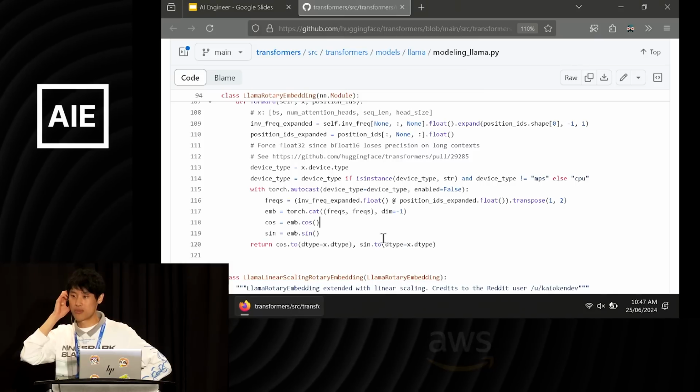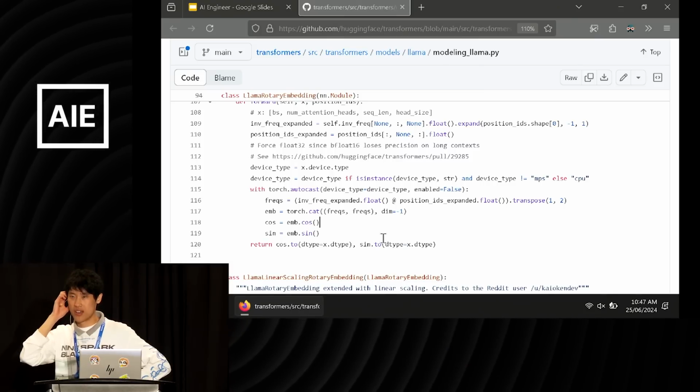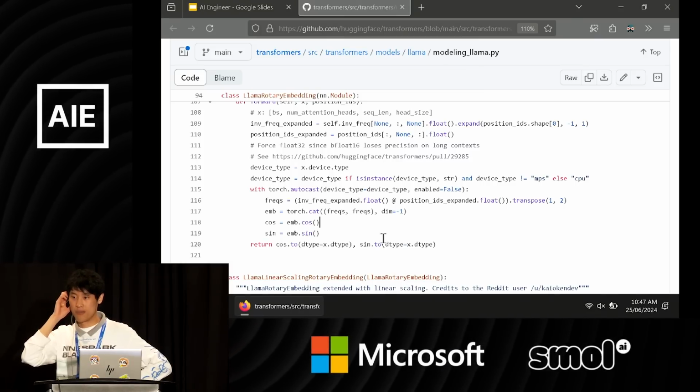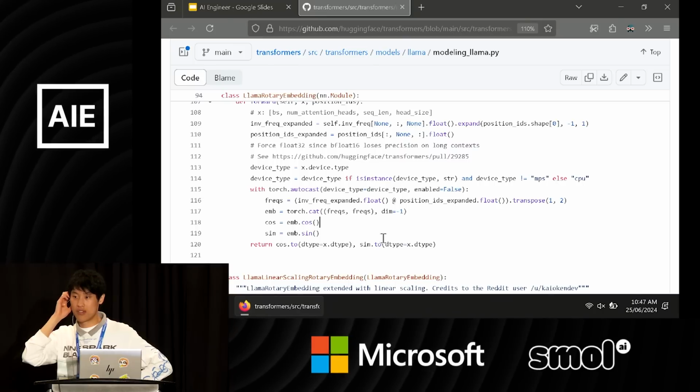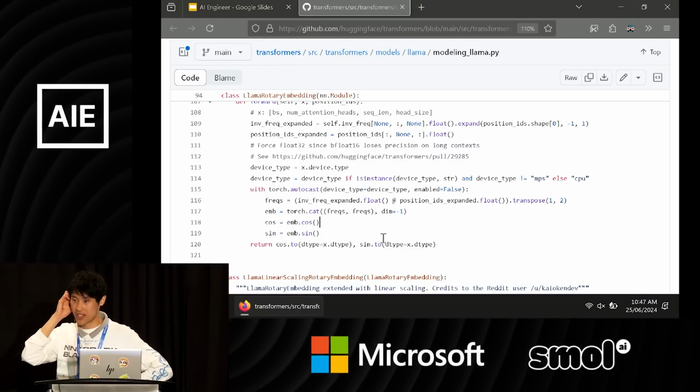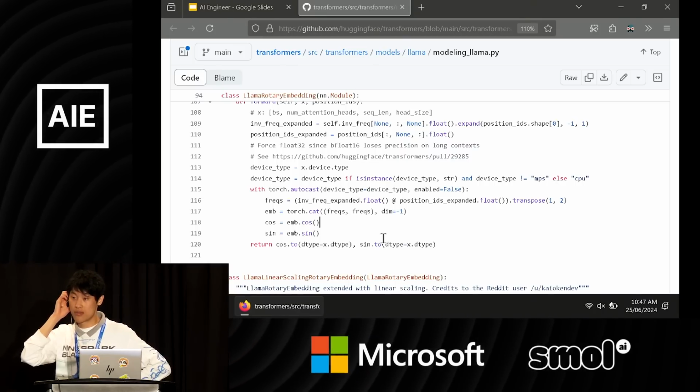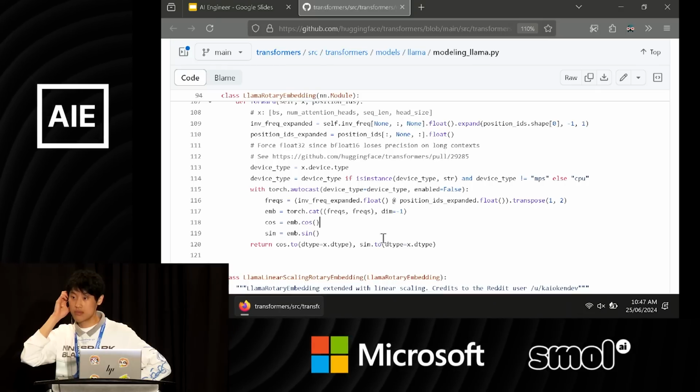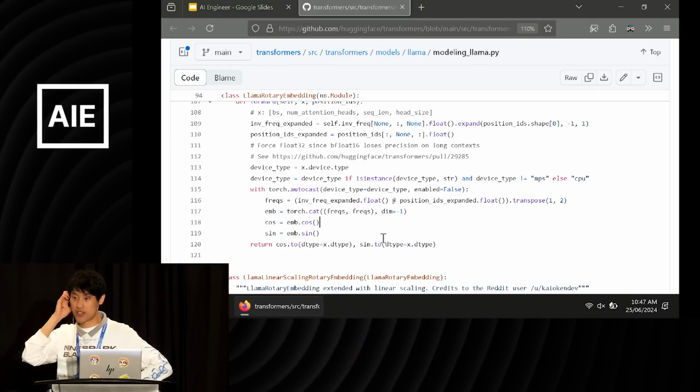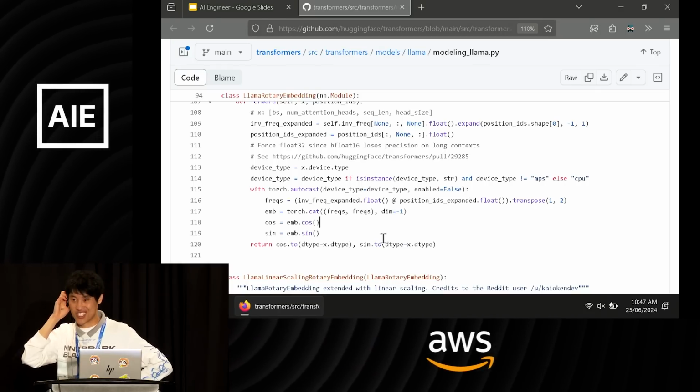No. If you do Torch compile, we're still, I think, 30% faster. Sorry, if you use Torch compile plus Unsloth? Oh, we're still 30 times faster. Oh, sorry, not 30, 30%.